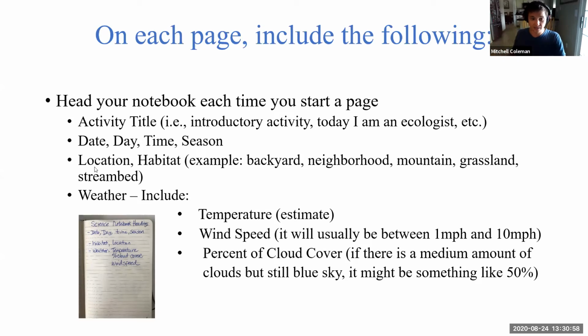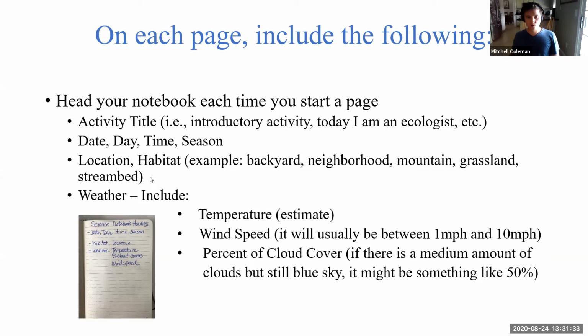Next, the date, the day, the time, and the season. So today, what is today? It's August 24th, 2020. It's a Monday. It's about 1:20 p.m. or so, and it's summer. 1:31 p.m. and it's summertime, right? So at the top of my page, Introductory to Biology Journal Exercise. That's the activity title. It's August 24th, 2020, a Monday at 1:31 p.m. in the summertime. Okay, all with me so far?